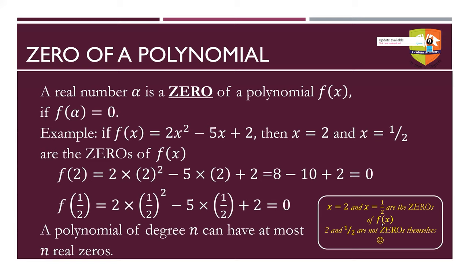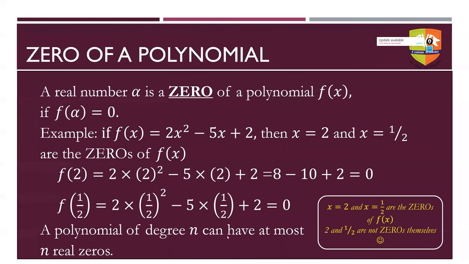So what is zero? Always remember, there's a mistake people make, that they think the number value itself becomes 0. No. So what is this? x equals 2 and x equals 1/2 are the zeros of f(x). 2 and 1/2 are not zeros themselves. So please be careful about this. So zero is a value of the variable which reduces the polynomial to 0.